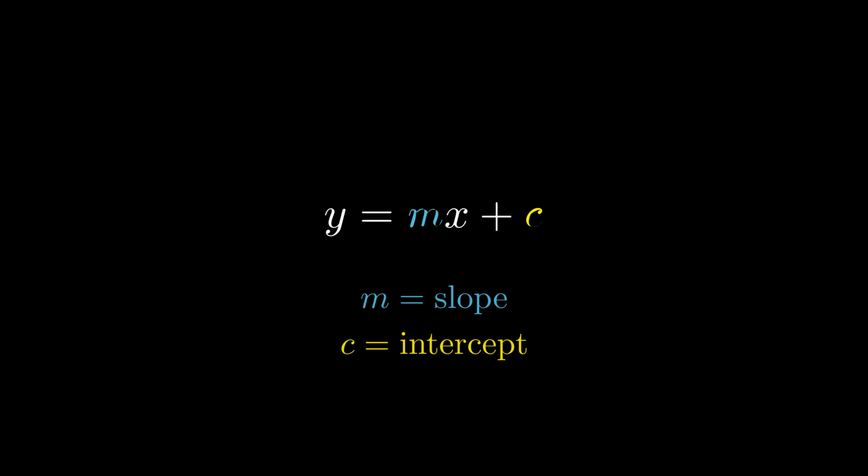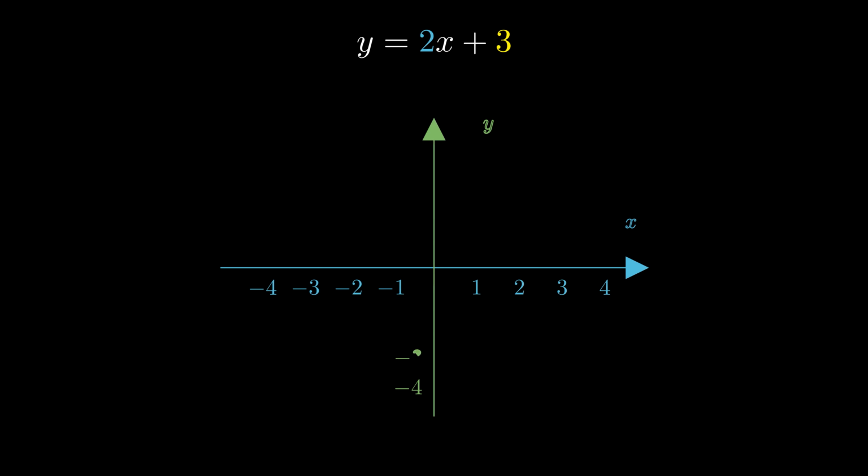Let's first examine the slope-intercept form of a linear equation, y equals mx plus c. In this framework, m represents the slope, which defines the steepness, while c denotes the y-intercept, indicating the point where the line crosses the vertical axis. Now, to illustrate this, consider the equation y equals 2x plus 3. Here, the slope is 2 and the intercept is 3.